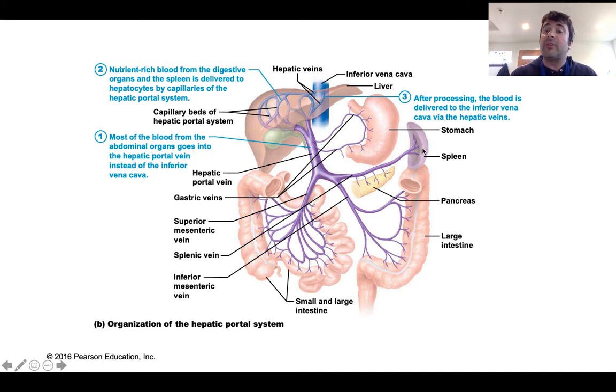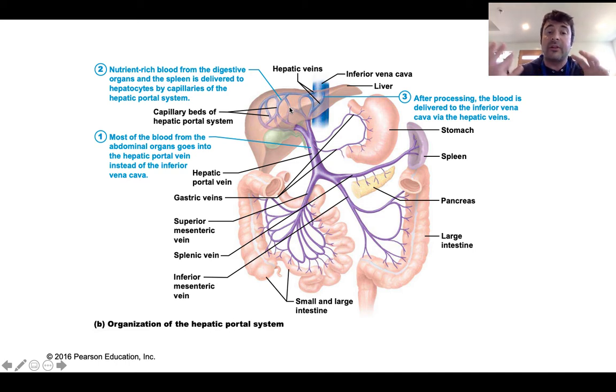All the blood leaving the spleen is also directed via the splenic vein to the hepatic portal vein, and then the hepatic portal vein takes that into the network of sinusoidal capillaries within the liver itself. So you have capillaries here, you have capillaries here. That's why it's called the portal network.